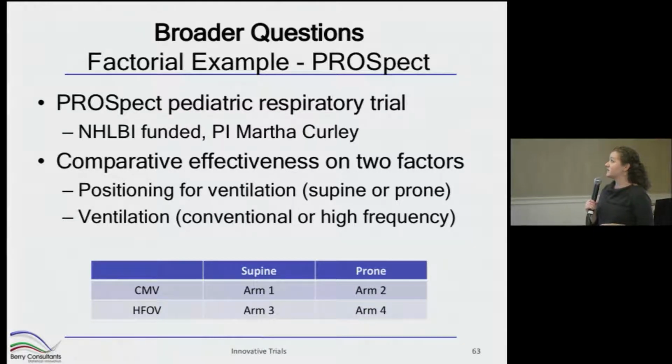This is a pediatric respiratory trial. It's an NHLBI funded trial. This was looking at the comparative effectiveness on two factors, or 2 domains. So the first one was the positioning for ventilation. So patients were either supine or prone while receiving the ventilation. And then the type of ventilation was either conventional or a high-frequency ventilation. So now we have, in combination, 4 possibilities. So we have 4 arms in our study.